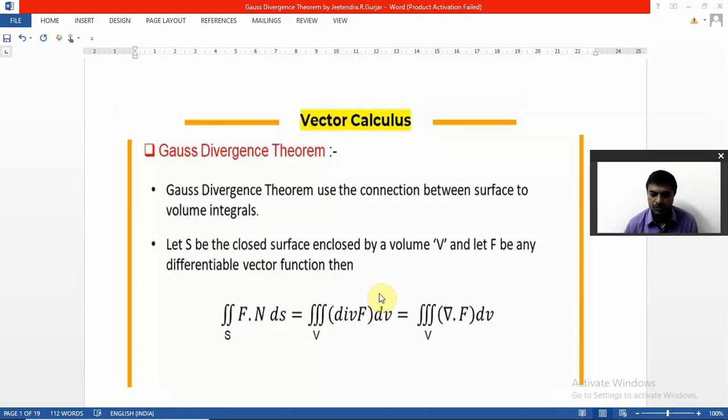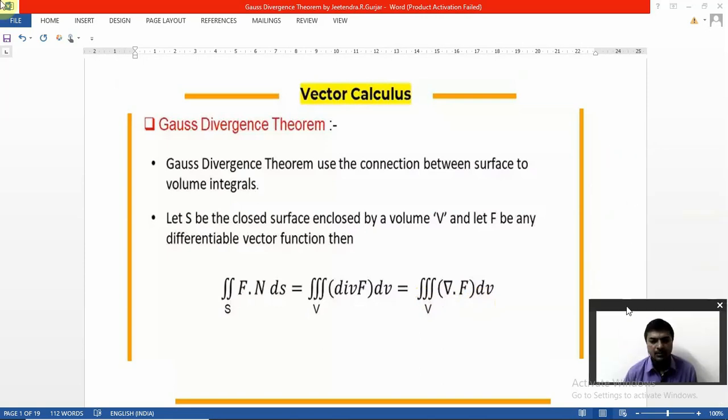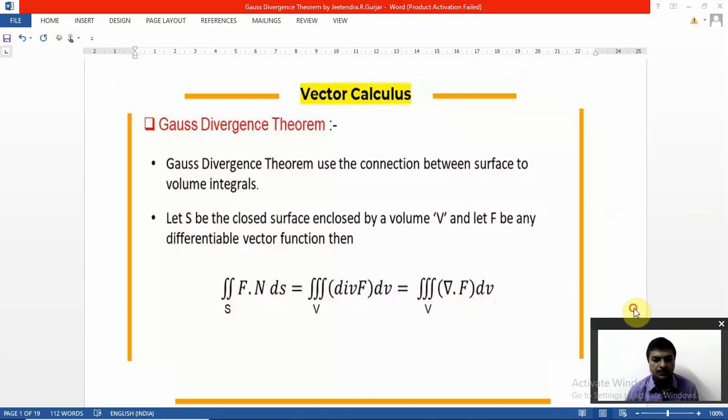Please make a note. So what is the statement, friends? Let S be a closed surface enclosed by a volume V, and let f be any differentiable vector function. Then double integration f dot n ds is equal to double integration over V of divergence of f dv, which is equal to triple integration over V of del dot f dv. Students, is it clear? So this is a small formula, very easy to remember.